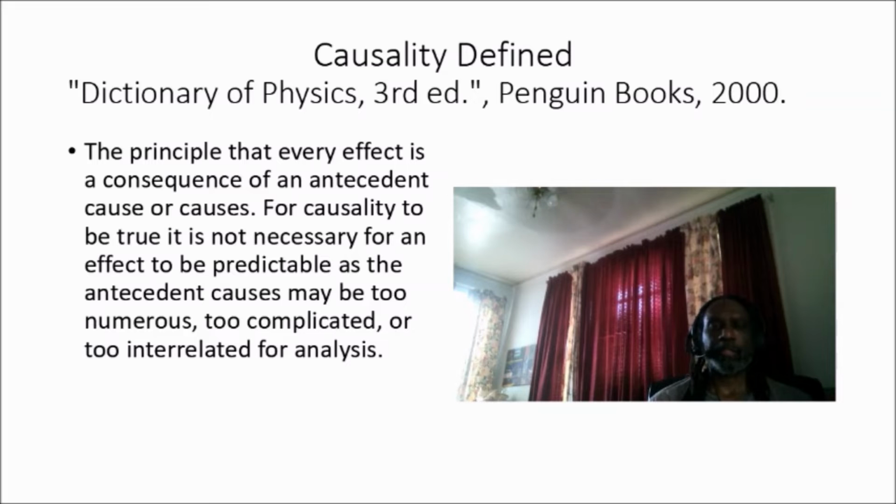Okay, so now let's take a look at what causality is. According to the Dictionary of Physics, published by Penguin Books, the third edition, which was published in the year 2000, this is causality: the principle that every effect is a consequence of an antecedent cause or causes. For causality to be true, it is not necessary for an effect to be predictable, as the antecedent causes may be too numerous, too complicated, or too interrelated for analysis.